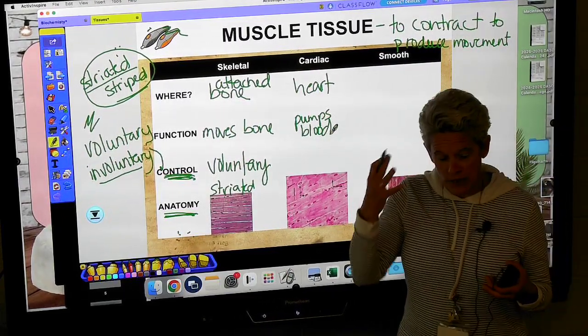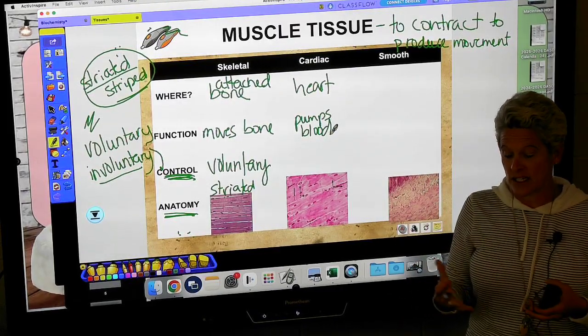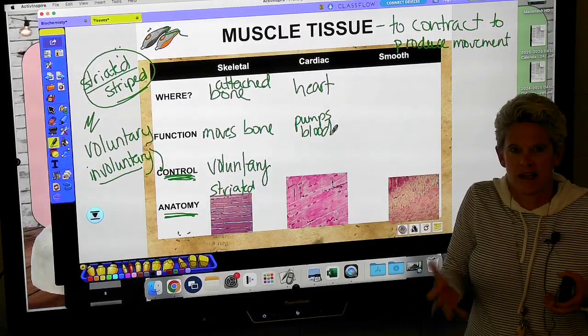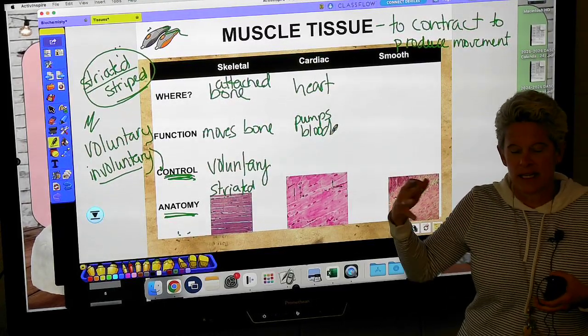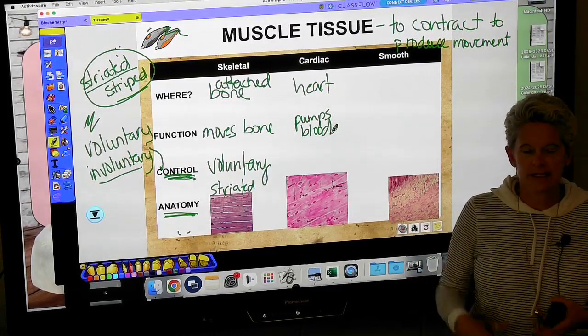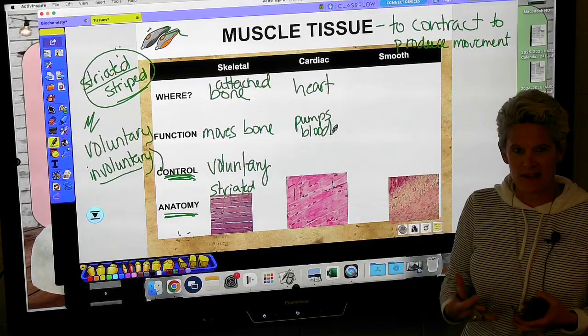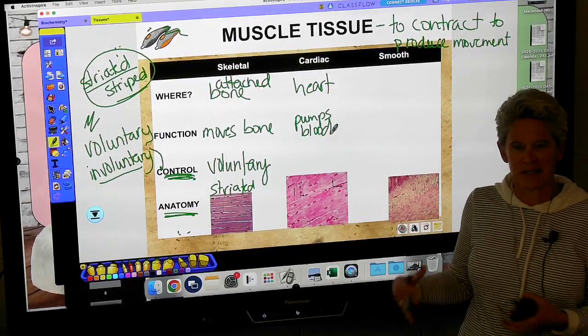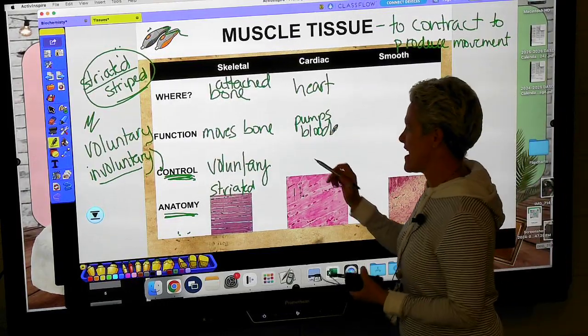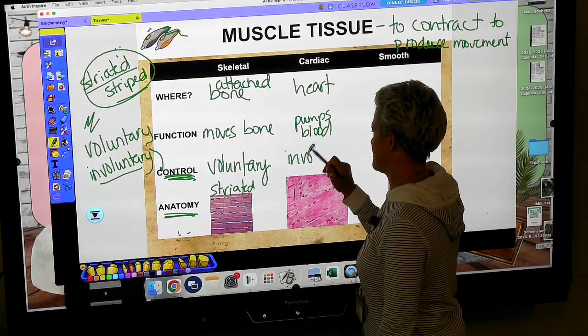Control, I think hopefully you realize that this is involuntarily controlled. We don't have to sit and think about our heart pumping. It does it automatically. It automatically speeds up when we need it. It automatically slows down when we need it. It's not something that we have to consciously think about. Thank goodness, because some of us would forget and then we'd stop our heart pumping, all right? So this is involuntarily controlled.